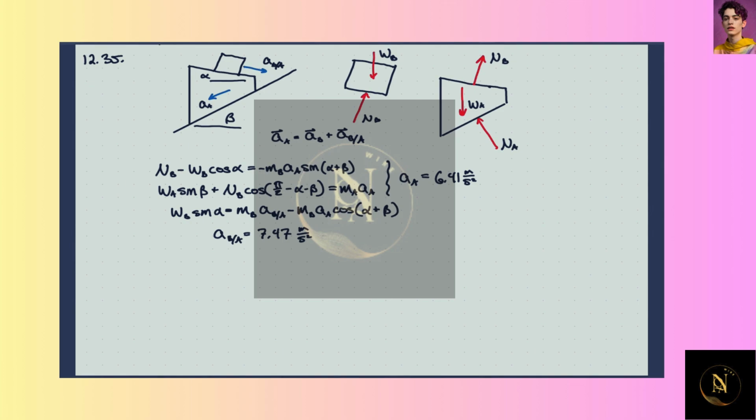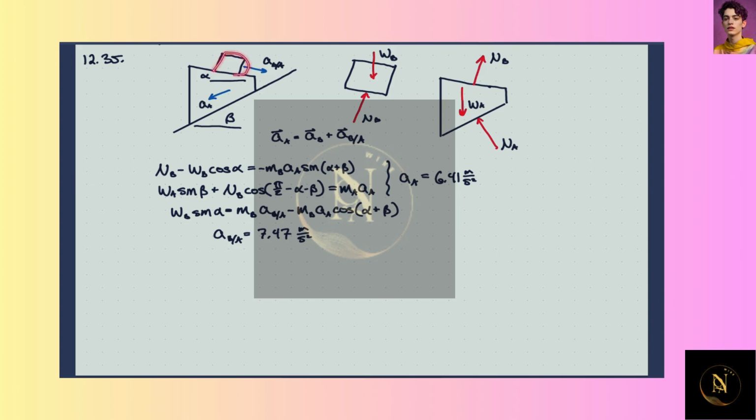In this problem, we have a wedge sliding on an incline, and then another block on top of it. It's said that we should be careful about the kinematics with this problem. So we can draw free body diagrams.